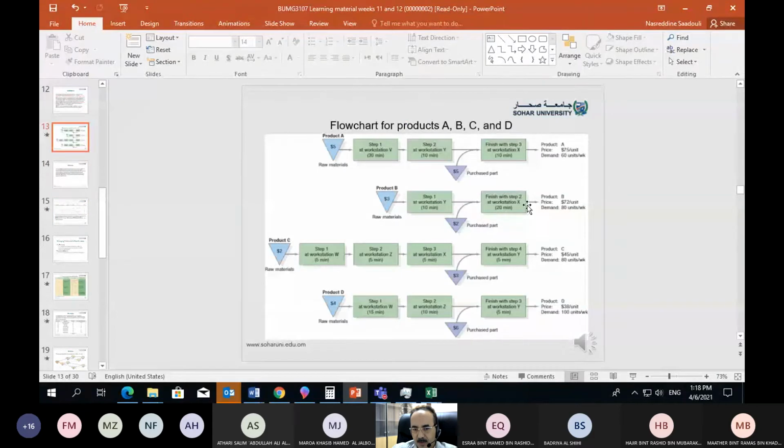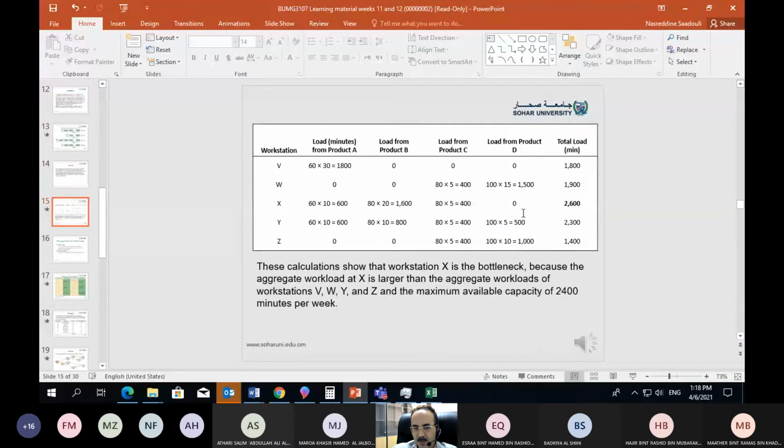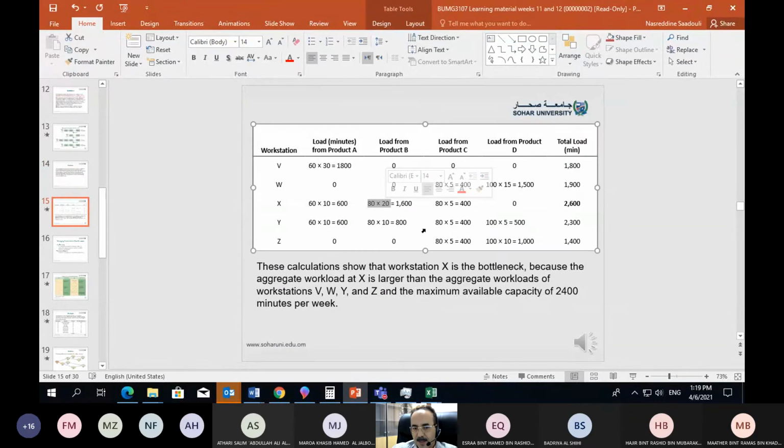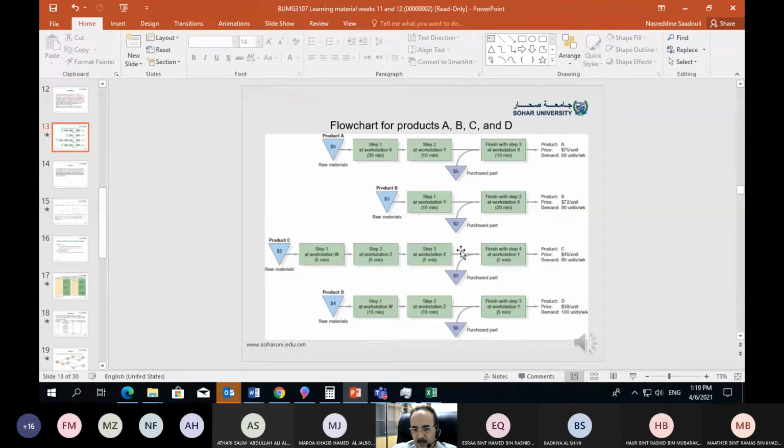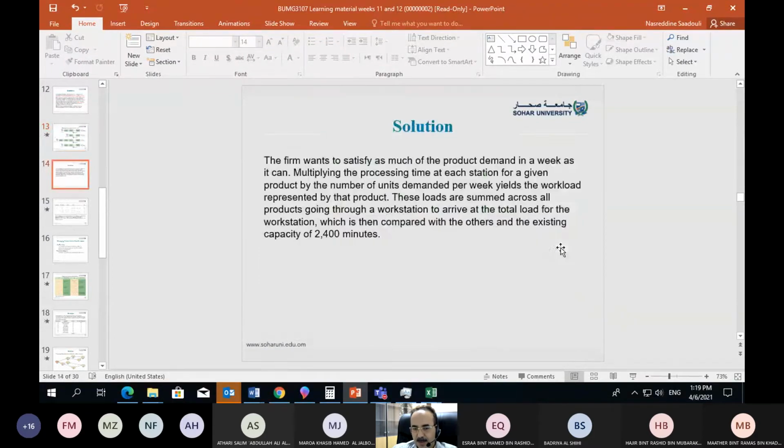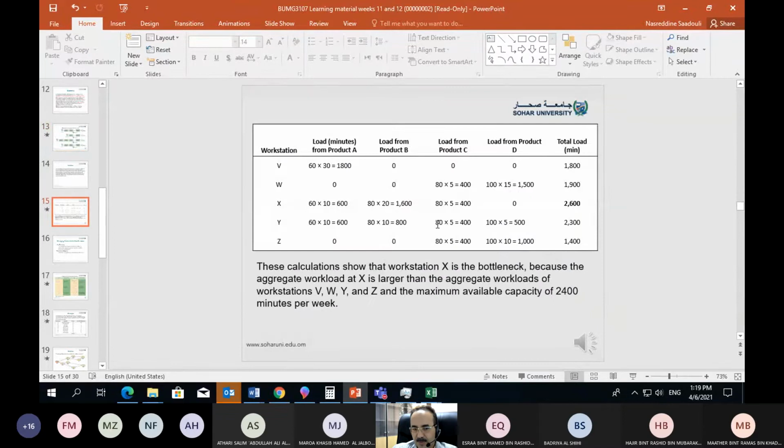Then, where is X used again? It's also used here. Workstation X is used for product B. It takes 20 minutes and we have 80 units, 80 times 20. That's where we get the 80 times 20 from. It's right here. And then X is also used by product C, right here, 5 minutes per unit for 80 units. And that's where the 80 times 5 comes from here.